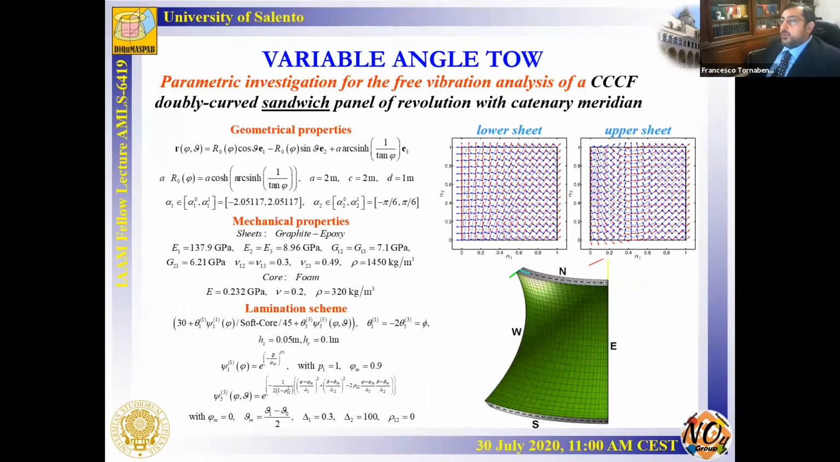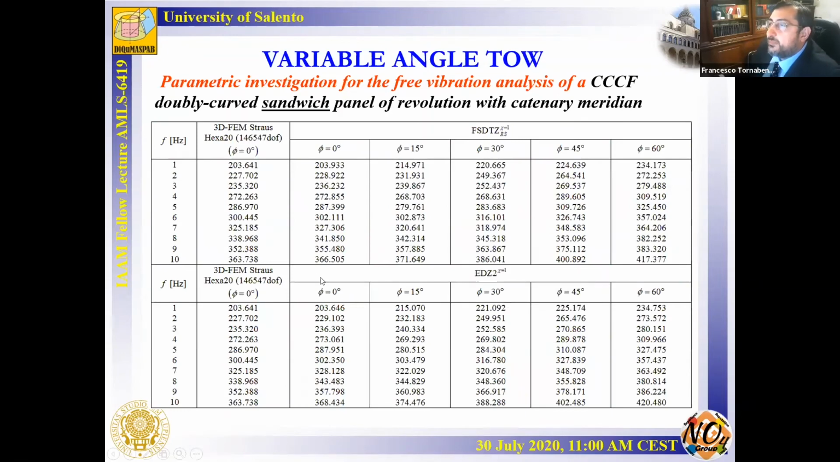And here I want to show you a new result. In particular, I consider 3-layer structures where the lower sheet is made of angle-ply laminate using this path, the upper sheet is made using this path, and the core is made of foam. And here I reported the comparison with the 3D FEM solution.